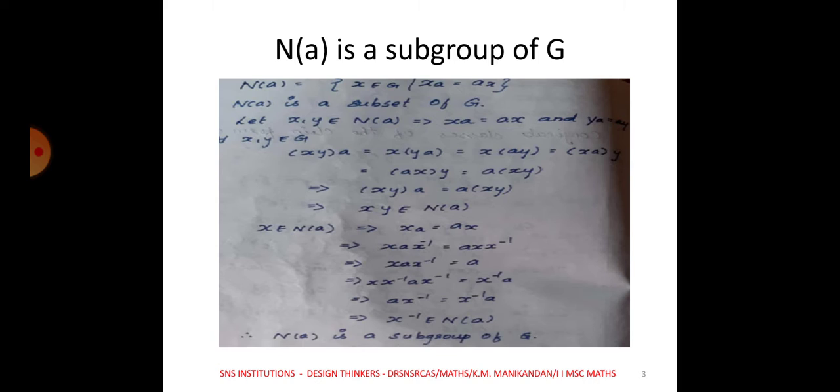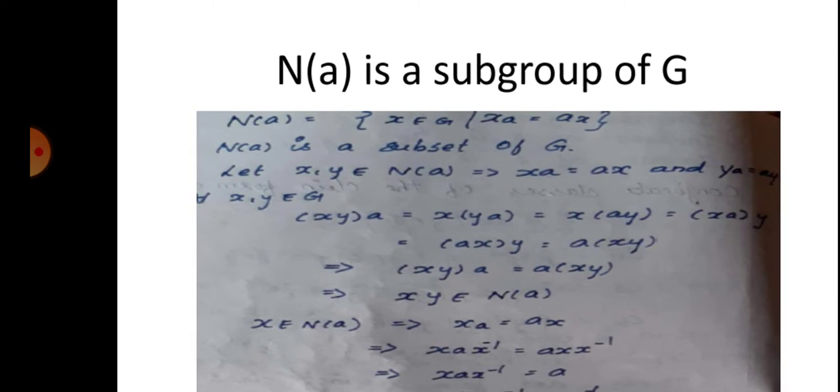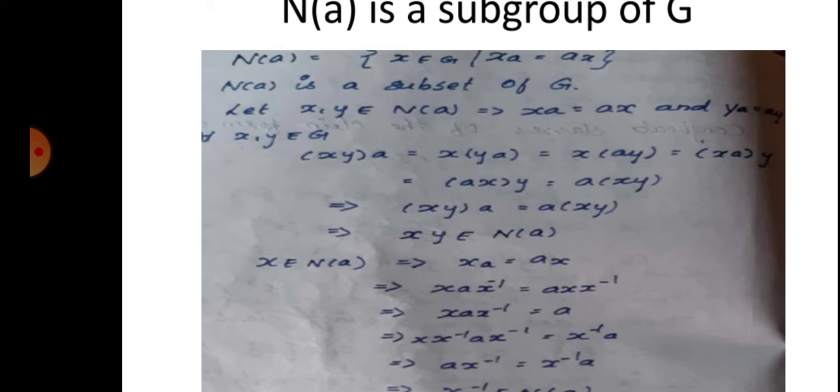Next we prove that the normalizer of an element is a subgroup of G. Whenever we prove that it is a subgroup, we can verify the closure property and the inverse property alone. First we give the definition. N of a is equal to the set of all elements x belonging to G such that xa is equal to ax. So N of a is a set of elements of G, therefore N of a is a subset of the group G.